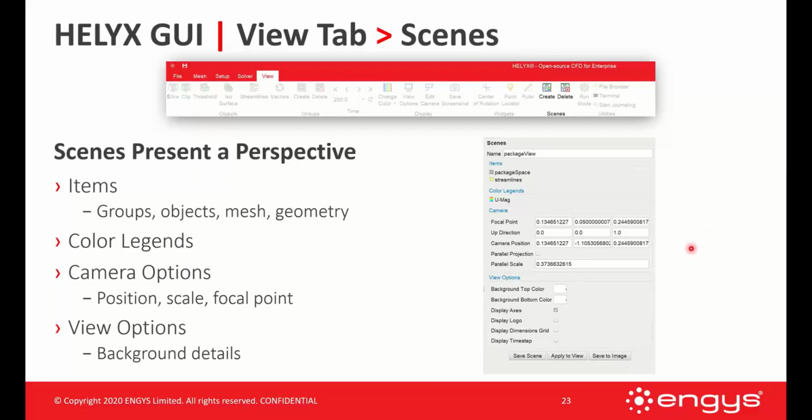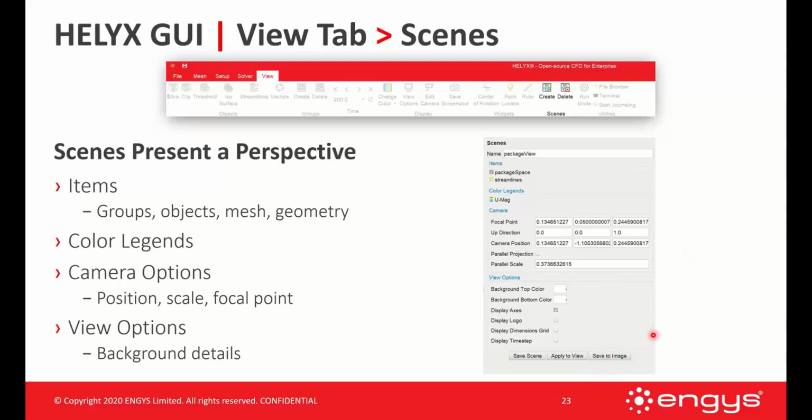Next, we have scenes. Scenes are used to present a perspective, and this is a way for people to organize their data. Scenes are made of items: groups, objects, mesh entities, geometric entities, and color legends, so we can scale them and change the color. There are camera options for point, scale, focal point, or position, scale, focal point. And finally, view options like background color, gradients, whether we display axes or a logo. So it's a way for us to change how the image will look if we were to save this image.